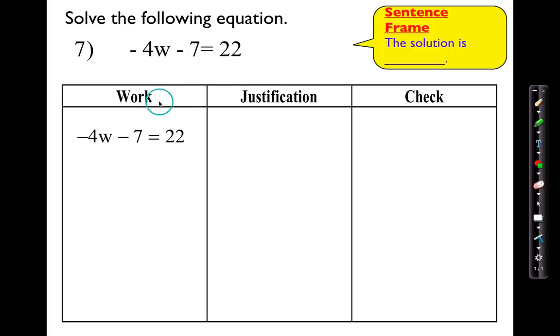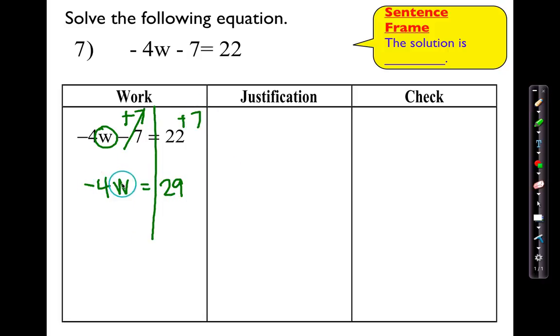Okay, so for number 7, here's what we're going to do. We're going to circle the variable. Notice that our focus is going to be on the left-hand side. We're going to get rid of the constant first, so we're going to get rid of this -7. So let's go ahead and add a 7 to both sides. This is going to leave me with -4w equals 22 plus 7 is 29. I'm going to go ahead and now still trying to isolate that variable. This means -4 times w. The inverse would be to divide, because that's the opposite of multiplication.